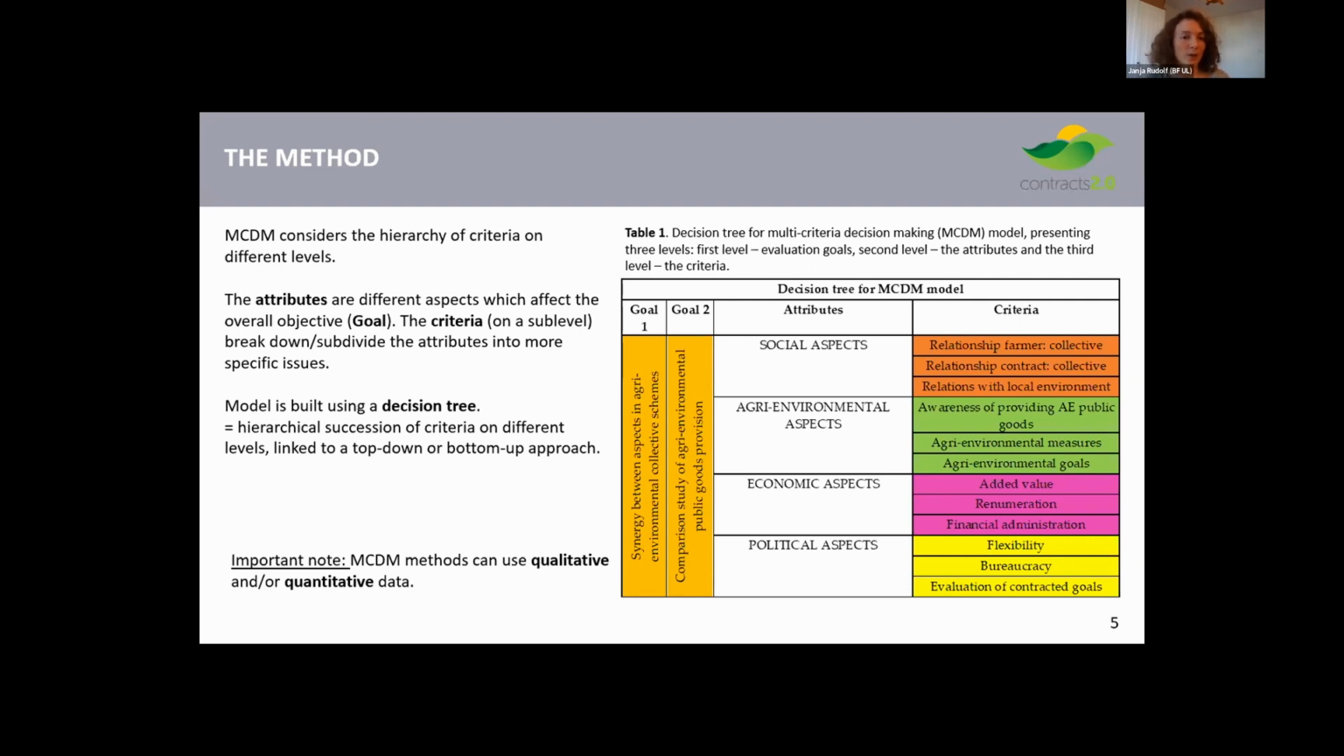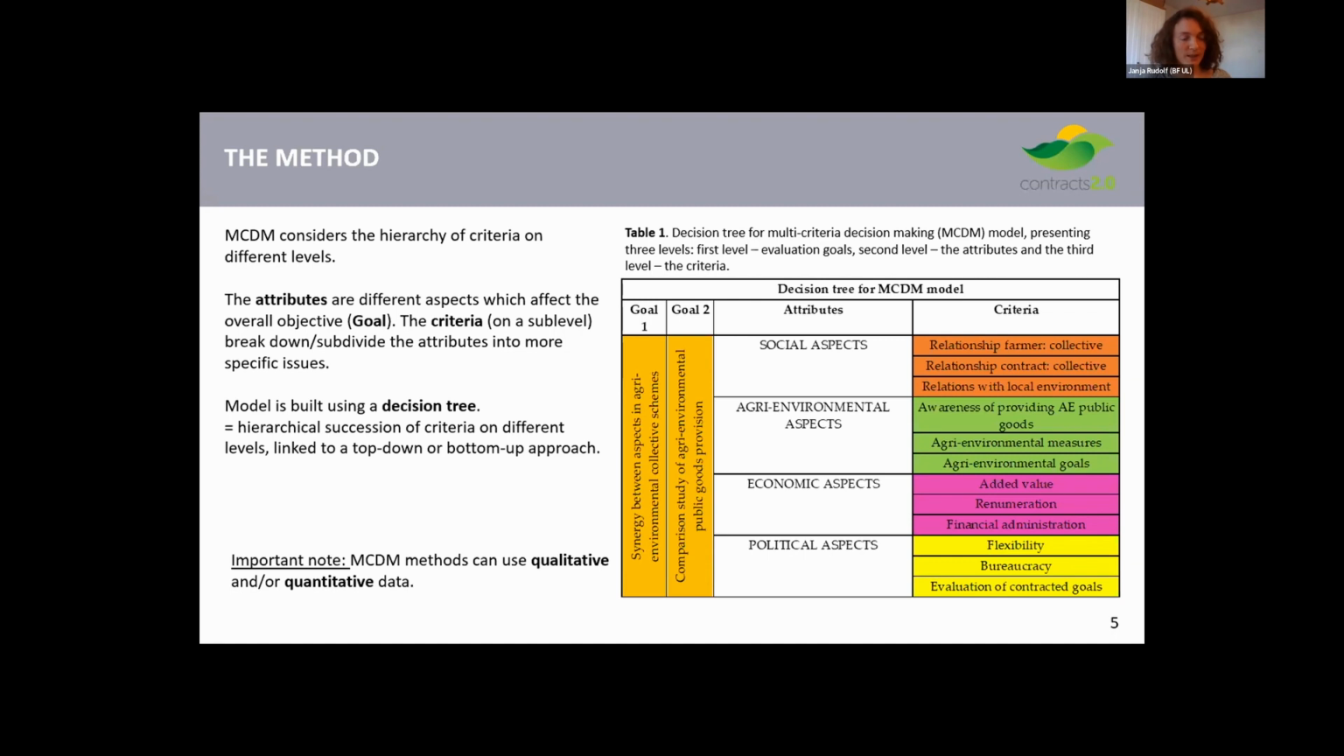And on the fourth aspect, we also have 3 criteria. The first one talks about policy flexibility. The second one about policy bureaucracy and its issues. And the third one about the evaluation and monitoring of contracted goals.